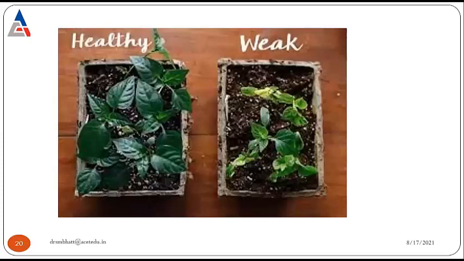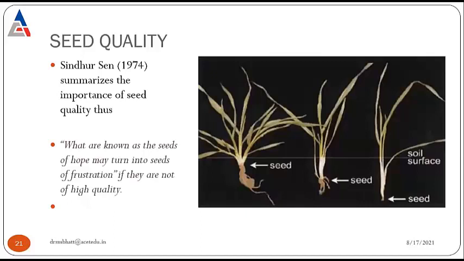When you are growing seeds, even in the nursery you can identify which are good quality seeds and which are bad quality seeds, right? According to Sindur Sen, the importance of seed can be summarized in a sentence: what are known as seeds of woe may turn into seeds of frustration. It means if you do not select the right kind of seed, it may turn into a seed of frustration, meaning the quality or yield of your crop will not be satisfactory. Okay? So seed standards must be followed. And what is the seed standard? Seed standard assumes there must be high genetic purity, physical purity, physiological quality and health quality, right?